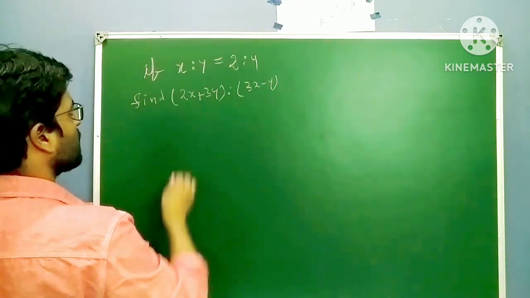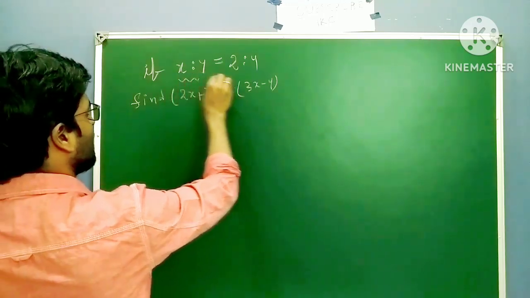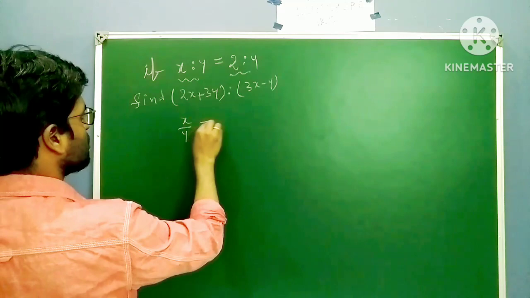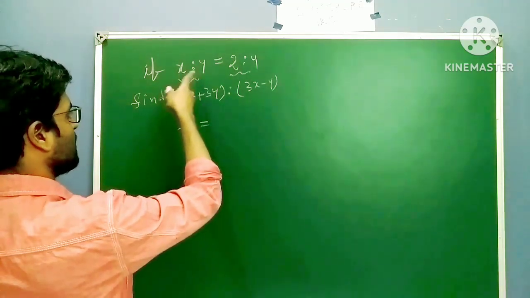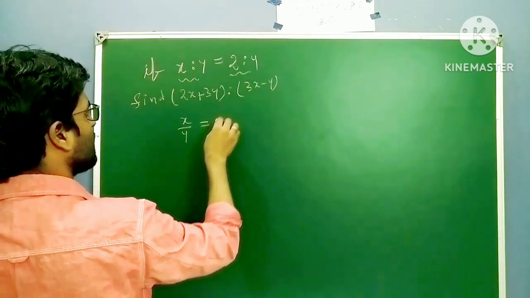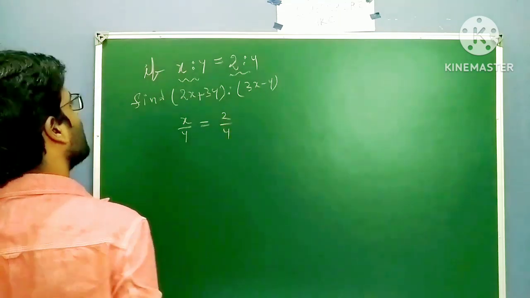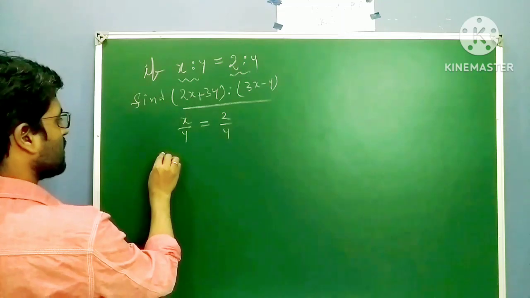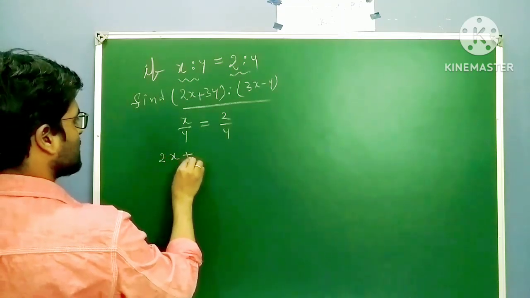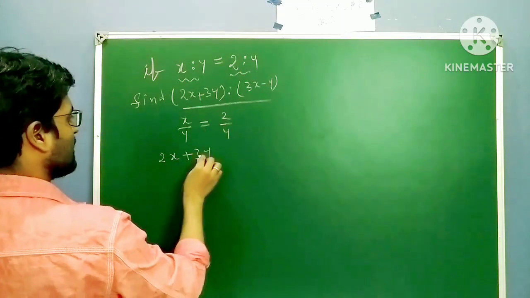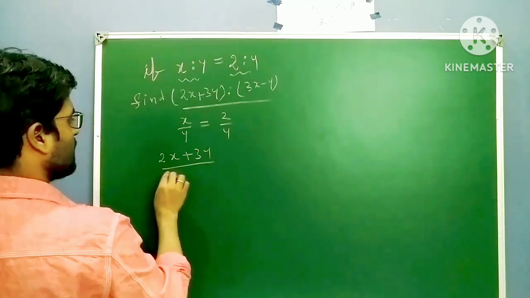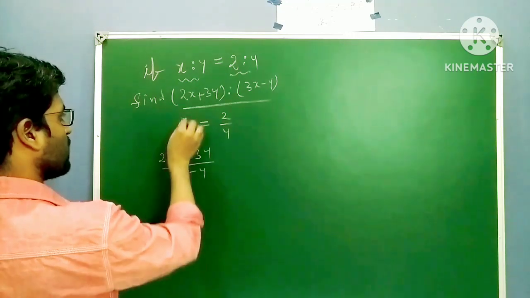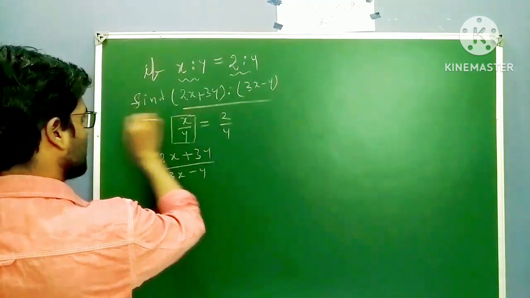First of all, you have to remember, whenever we have x is to y like this, we have to write x by y always in ratio and proportion. You have to convert this as x upon y equal to 2/4. Second, you have 2x plus 3y upon 3x minus y. What you have to do is convert this into the form x upon y.